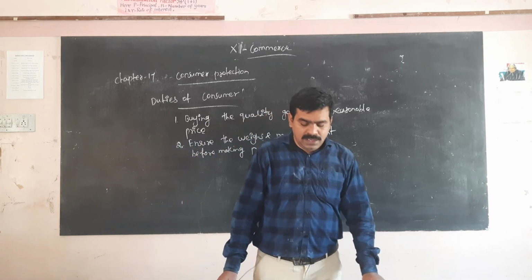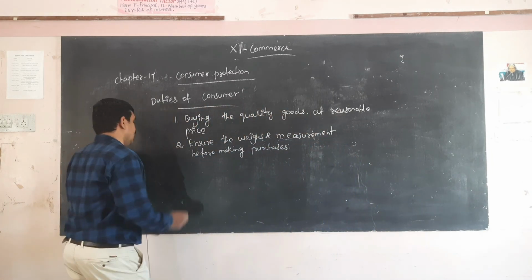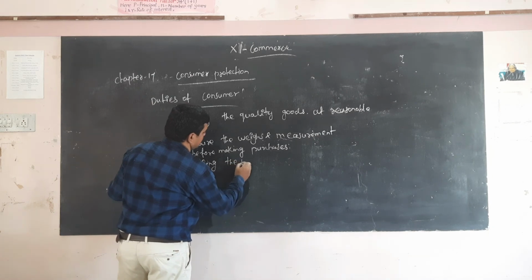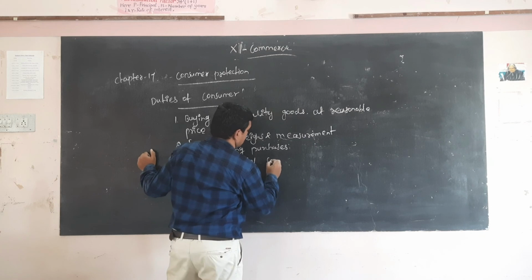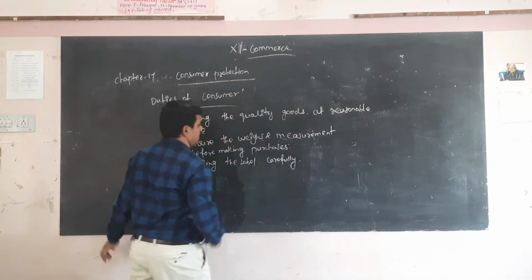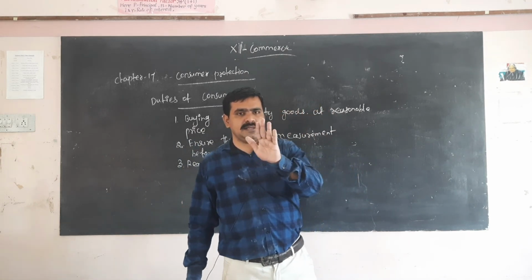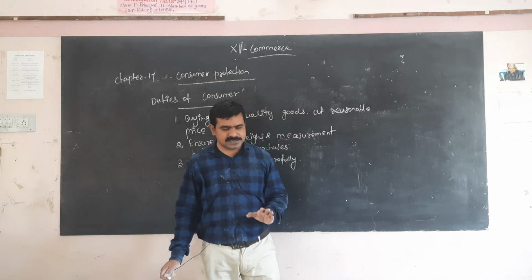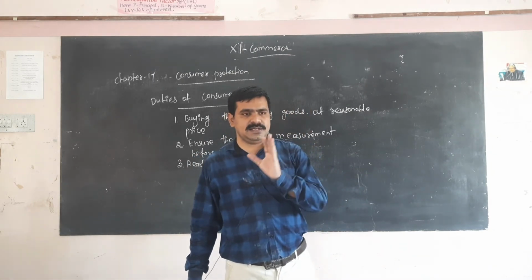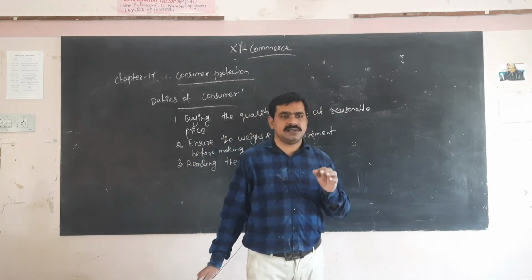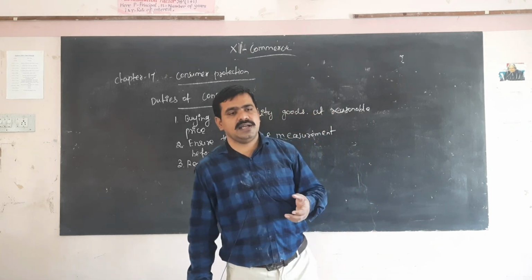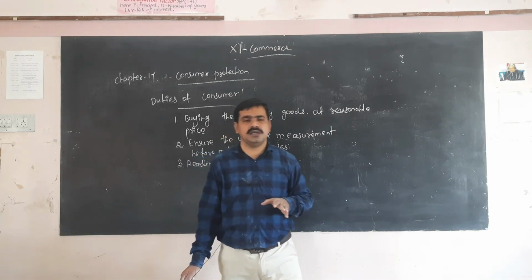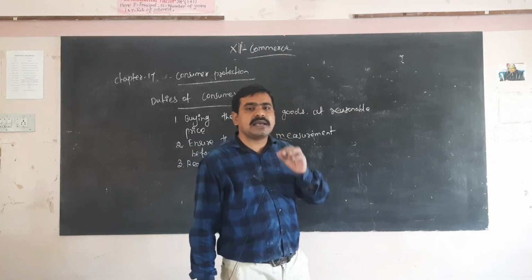Reading the label carefully. Some products have a label stuck on them. This label contains the package date, expiry date, the price, the retail price or MRP, the batch number, and the warning date. You have to identify all the details in the label. That is called reading the label carefully.